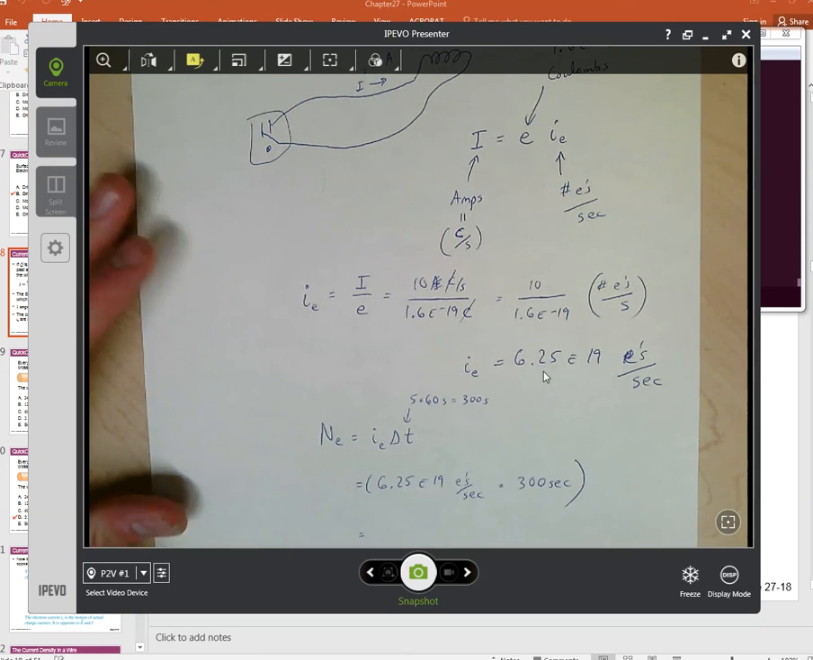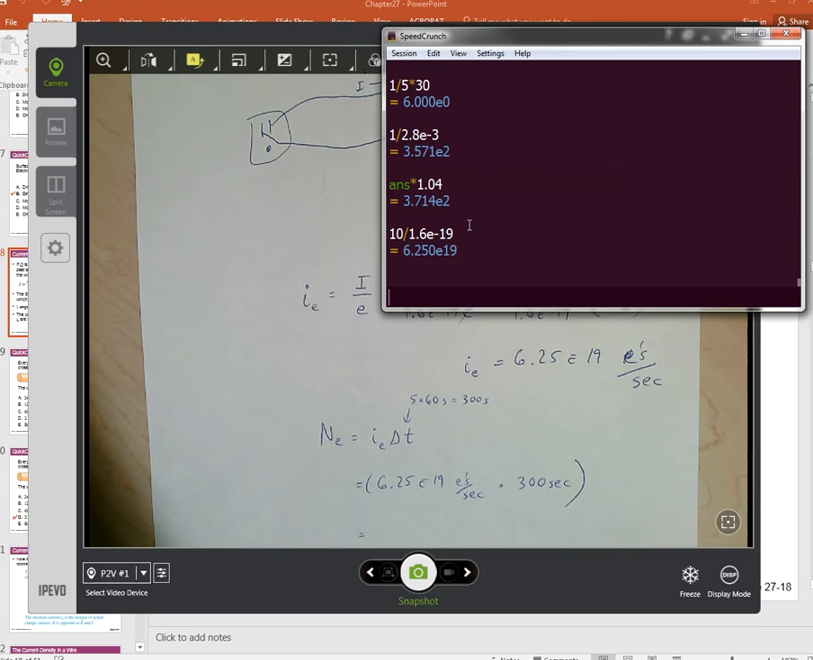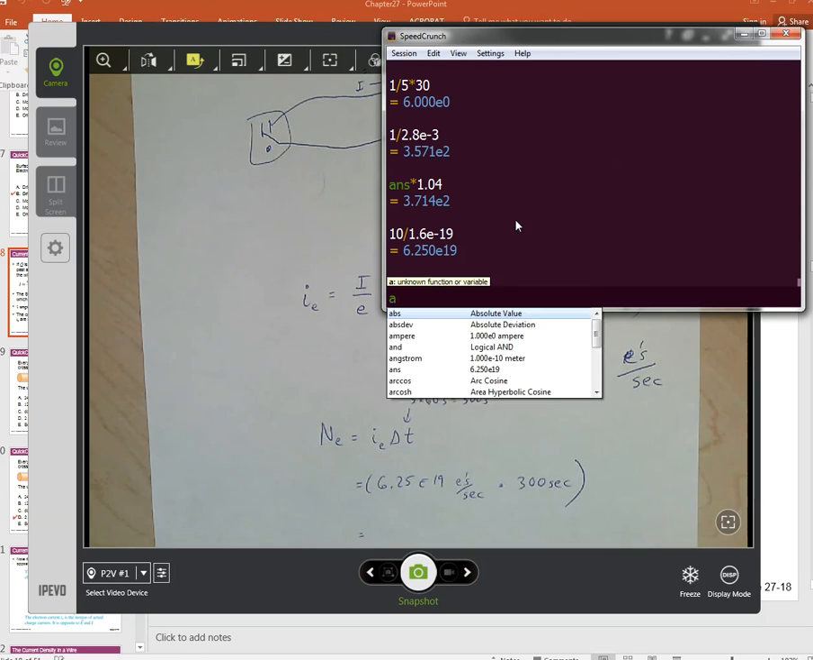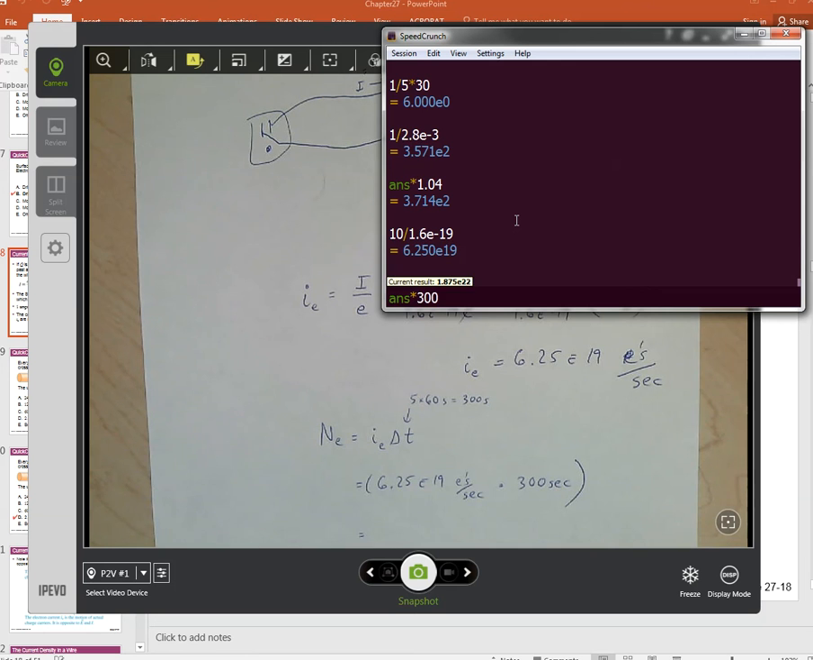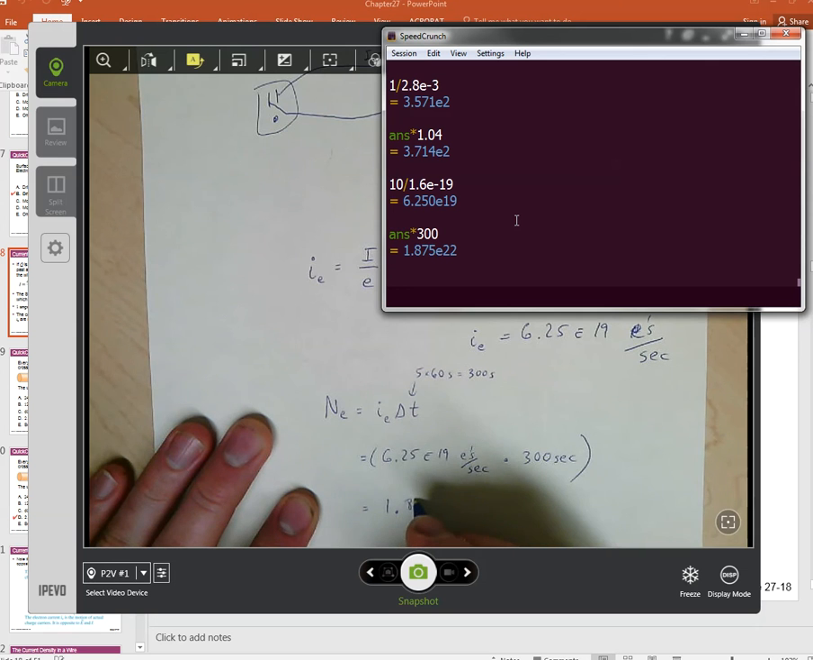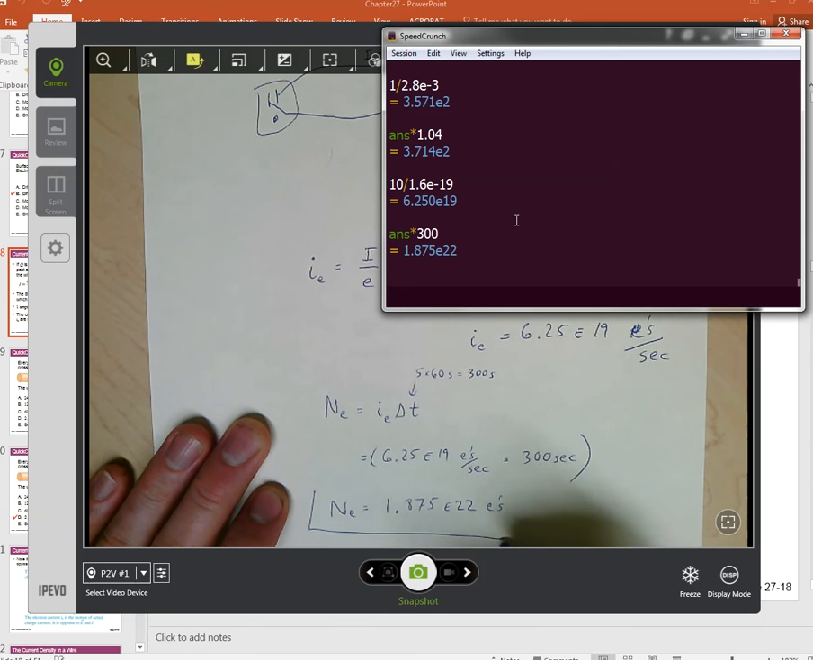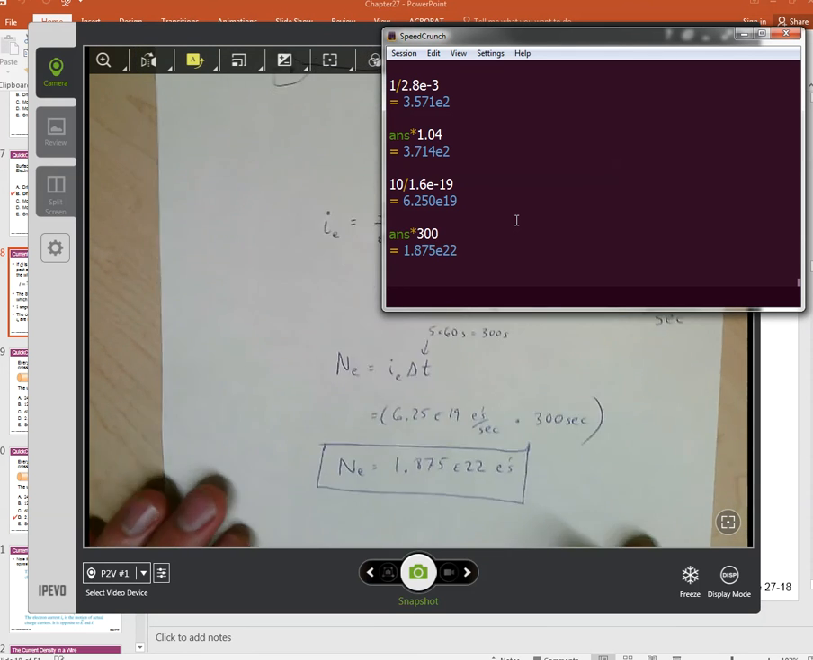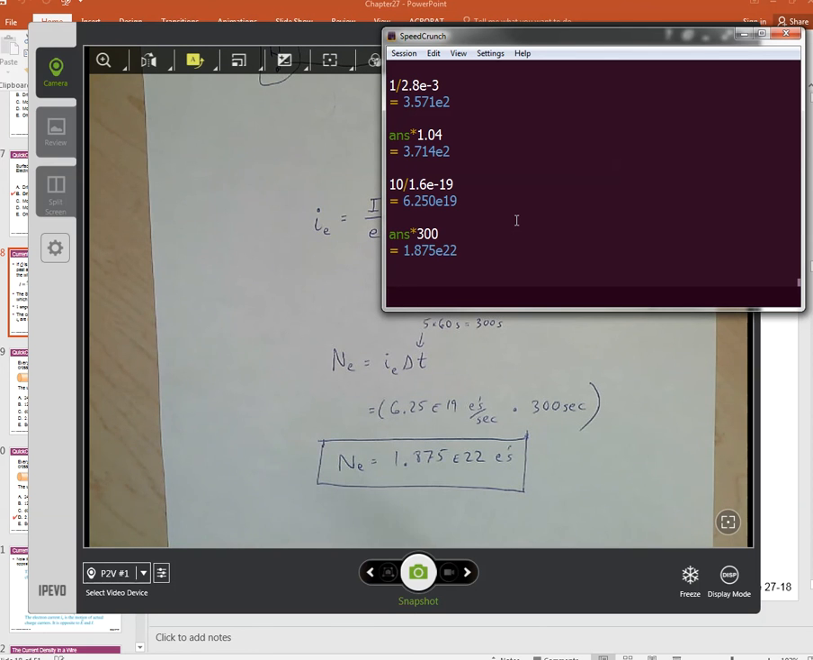If I put those all together, I have that number times 300. It looks like I have a lot of electrons: 1.875 times 10 to the 22 electrons. That's how many electrons pass through in 5 minutes. That is so many electrons. That's a bigger number than I can possibly imagine, but anyway, that is the number. That's how we would solve a problem like that.